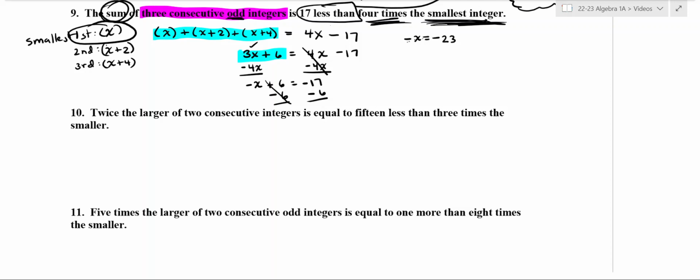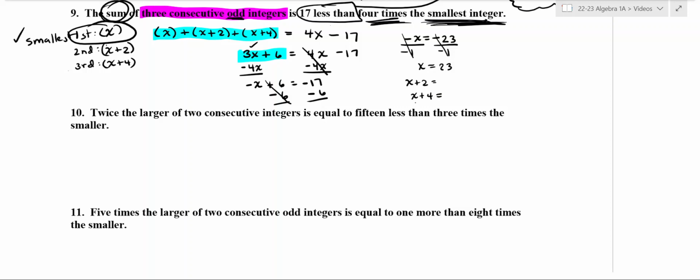And since both sides are negative, right? That means both sides become positive. And if that doesn't make any sense, think of it as dividing by -1 on both sides, right? So that means x equals 23. All right, so that's the smallest number. We need to find the second one and the third one. So we need to do x plus 2 and x plus 4.